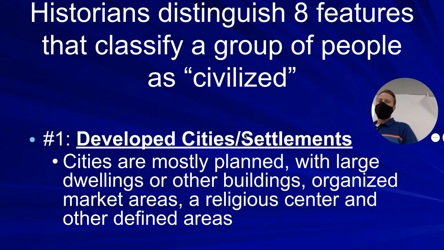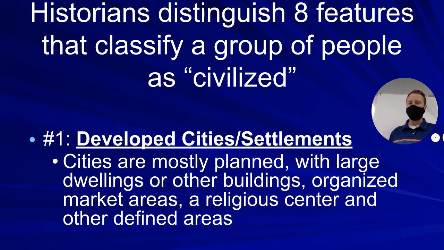So looking at developed cities and settlements. So I put number 1, developed cities / settlements. You need that title, okay? And the idea here is that cities are planned. Okay, there's large dwellings, buildings, organized market areas, religious centers. Okay, so do you need to write that whole paragraph? No, you don't have to write that word for word.